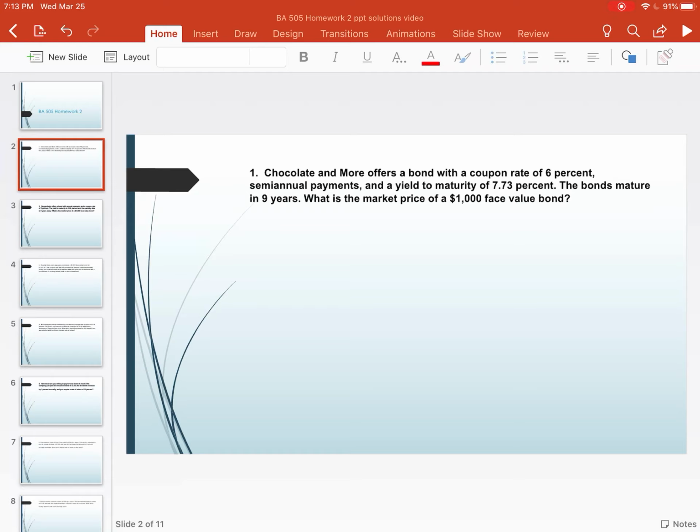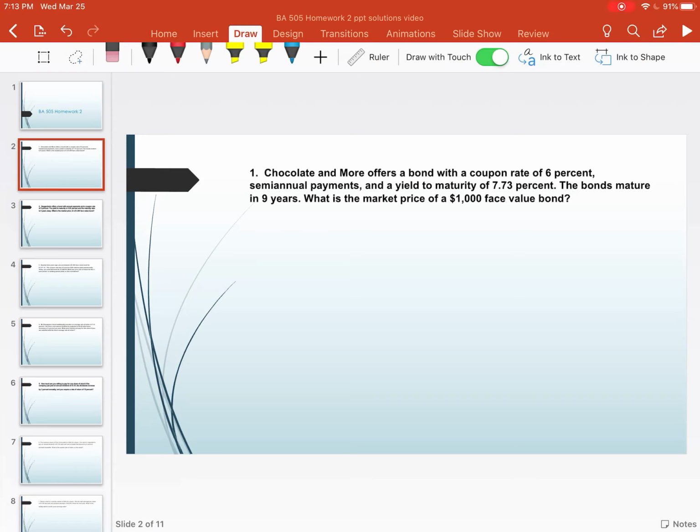So problem number 1 for the homework. We have some specifics here: Chocolate and Moray offers a bond with a coupon rate of 6%. And notice these are semi-annual payments. And so whenever we are actually working the problem, semi is 2 times. So, we just want to make a note that semi payments are there.